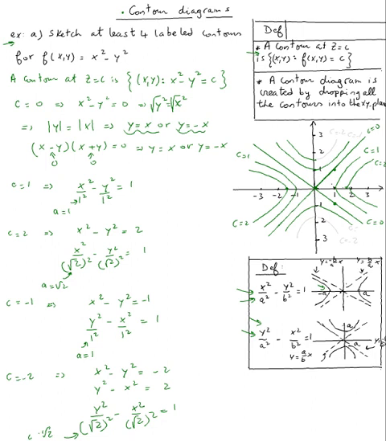Oh, by the way, I forgot to label these. This will be c equal negative 1, and this will be c equal negative 2. C equal negative 1, and I need square root of 2, which is 1.41, and this will be c equal negative 2. So we get hyperbolas. And that's it for this example.